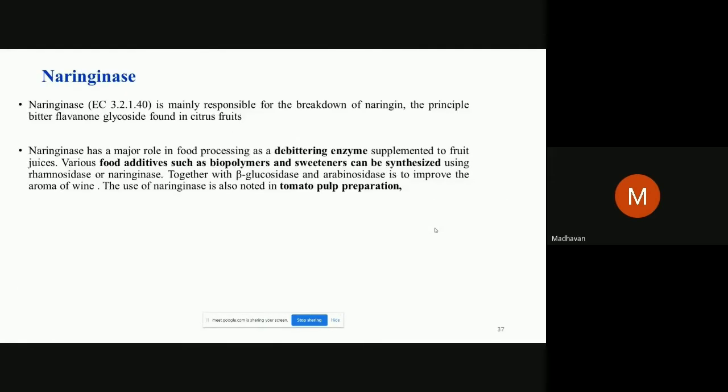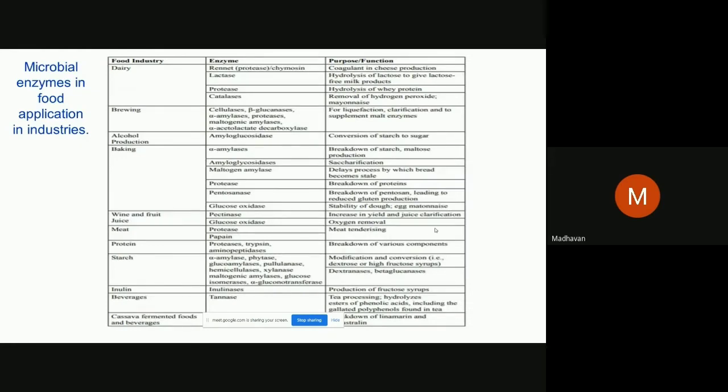And naringinase is again a debittering enzyme, especially for citrus fruits. You have a lot of jams, orange, lemon and similar, many jams have been made, and there this naringinase is used as the debittering enzyme, and also as a sweetener and in tomato pulp preparation. So okay, I could list maybe another 10 enzymes which are used in the food industry, but that would be very boring and a bad treatment for all of us. So I summarized everything in this particular table.